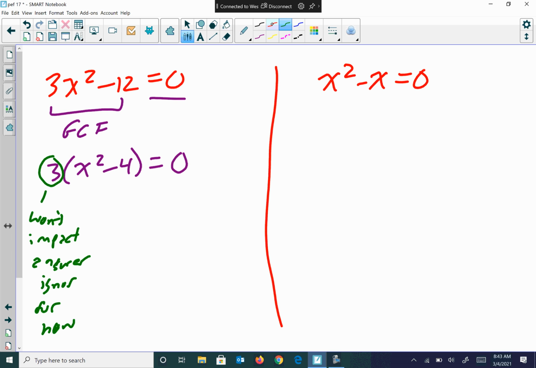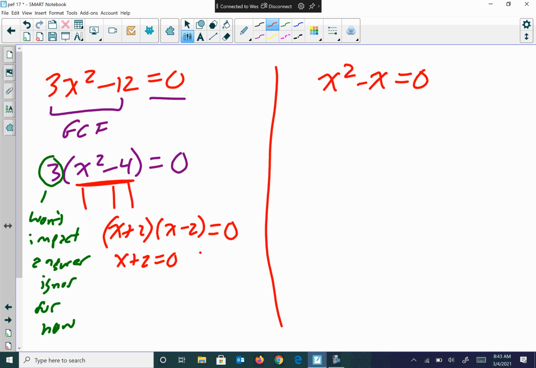But then I'm going to look at this portion. What can you tell me about this, my friends? It's 2 terms, 2 perfect squares, subtraction sign. Yes? Perfect square, subtraction sign. So this will become x plus 2 and x minus 2. And it's equal to 0. So set each of those equal to 0 and solve. So I get x equals negative 2. X equals positive 2.